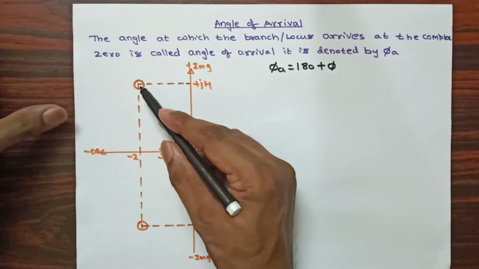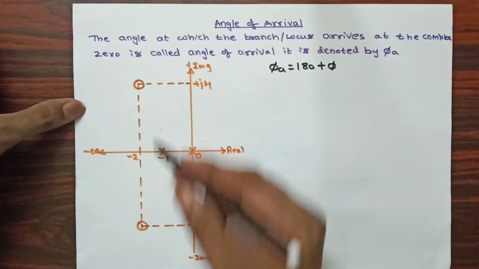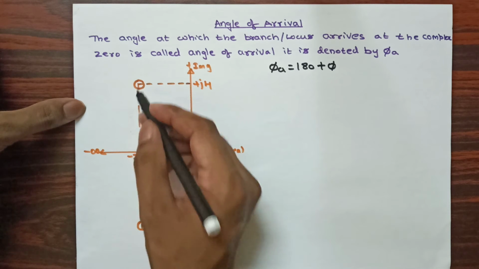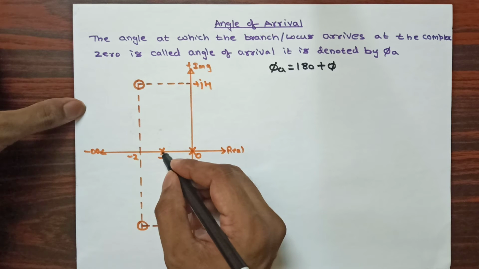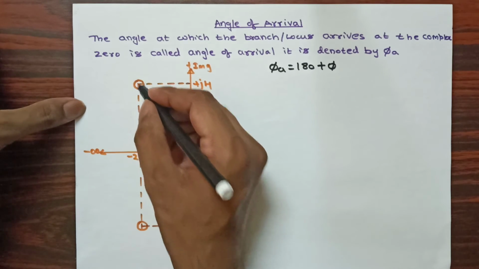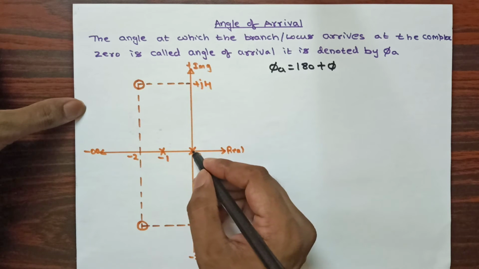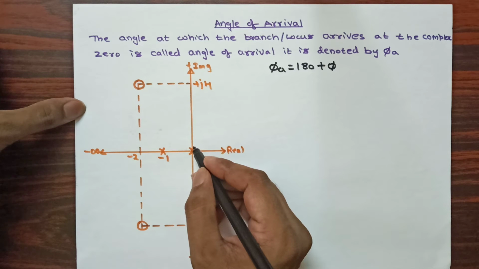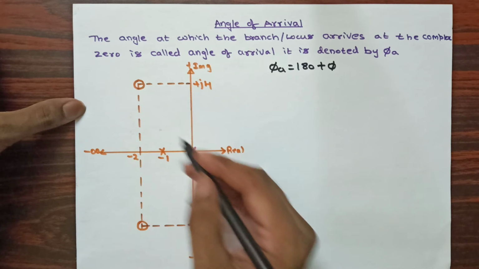We are going to consider this point and I am going to join all the roots towards this point. That is, by joining this zero to this point I am going to get the first angle, that is phi z1, and then I am going to join this pole towards this point, then I am going to get the first pole angle, that is phi p1, and from this pole to this point I am going to join, from this I am going to get the second pole angle, that is phi p2. So I am going to join all these roots towards this point.